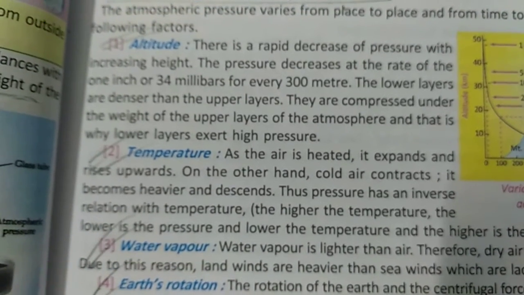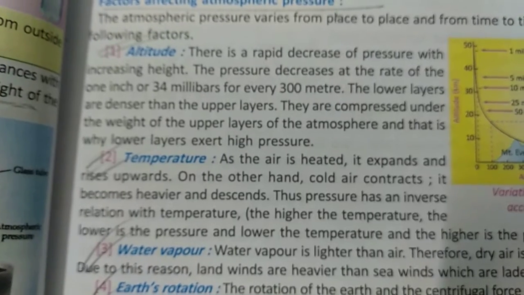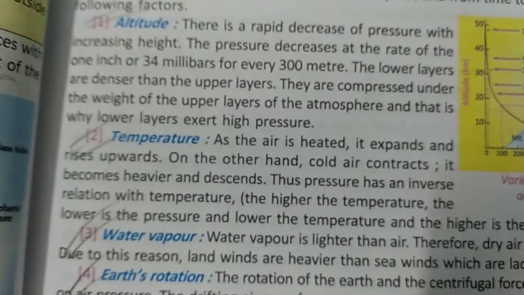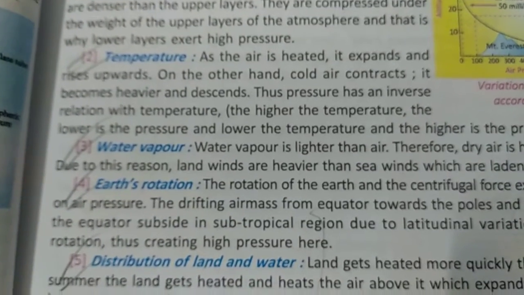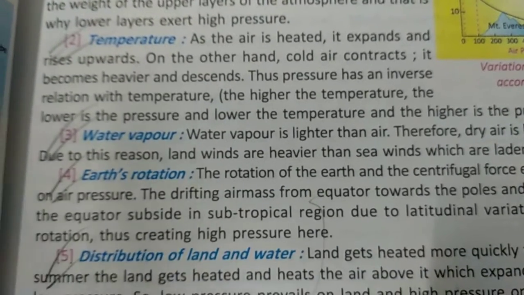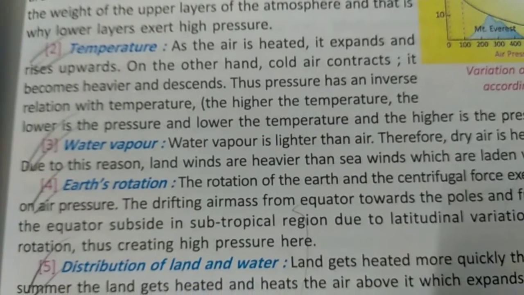The lower layers are denser than the upper layers. They are compressed under the weight of the upper layers of the atmosphere, and that is why the lower layers exert high pressure. Temperature: as the air heats up, it expands and rises upwards, whereas the cool air contracts and becomes heavier, and it descends and takes the place left behind by the heated air. Thus, pressure has an inverse relation with temperature.